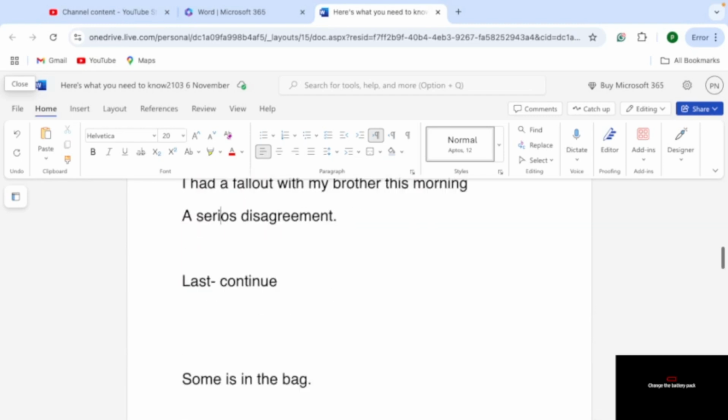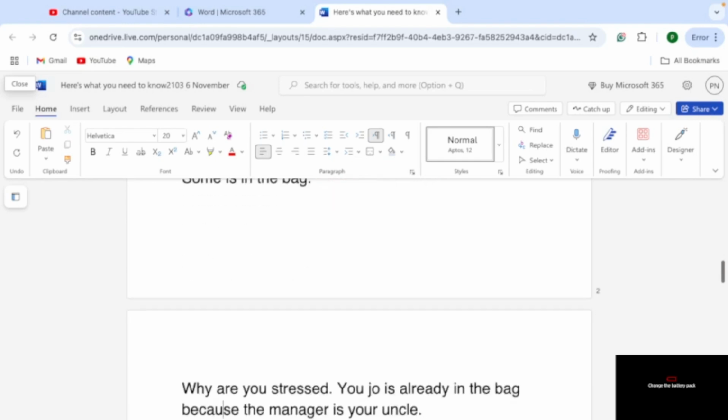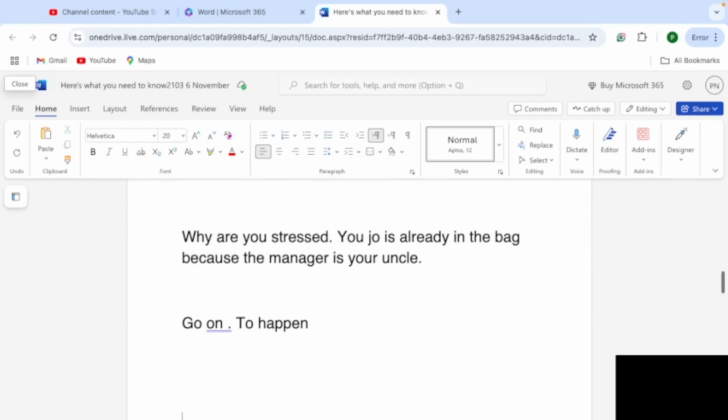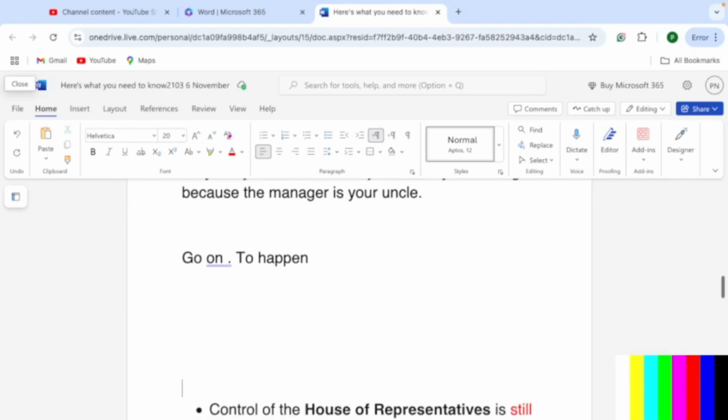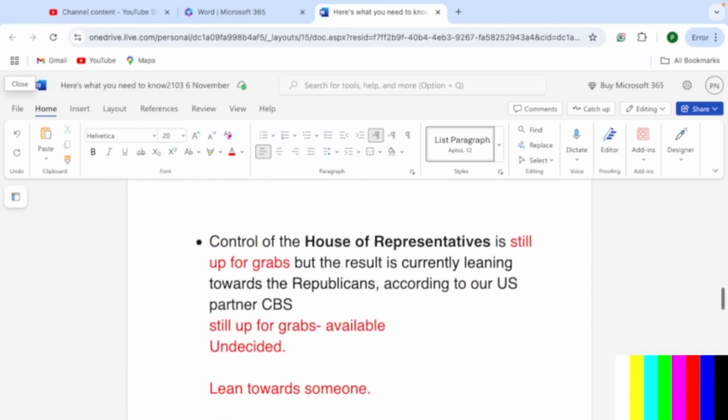And the meeting will last for 5 minutes. Last can be used as a verb. And go on, of course, we can use it as a phrase of work, like still available.